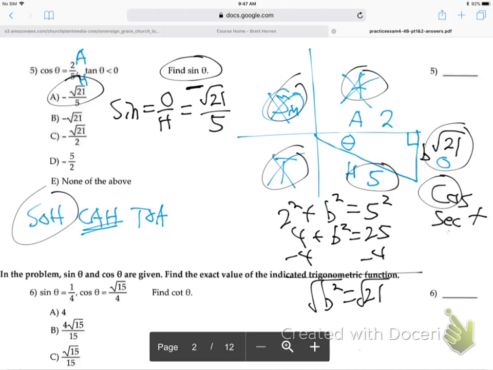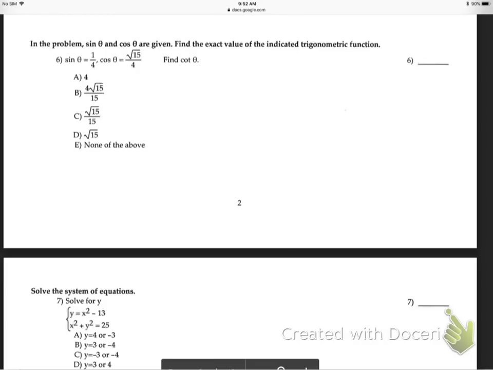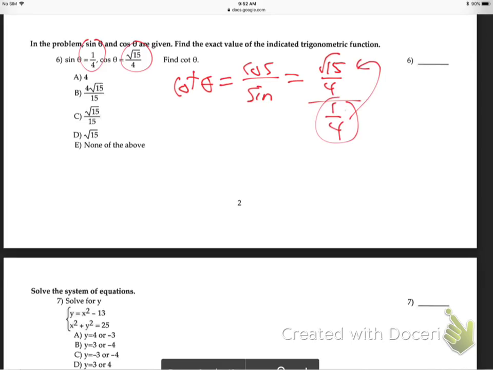All right, we'll move ahead to the next one. Okay, so cotangent, what's the definition? What's cotangent? Cosine over sine. They're just making sure you know that. Cosine over sine. So root 15 over 4 over 1 over 4. Grab it, flip it up. Root 15 over 4 times 4 over 1. They cancel. Root 15. There it is.